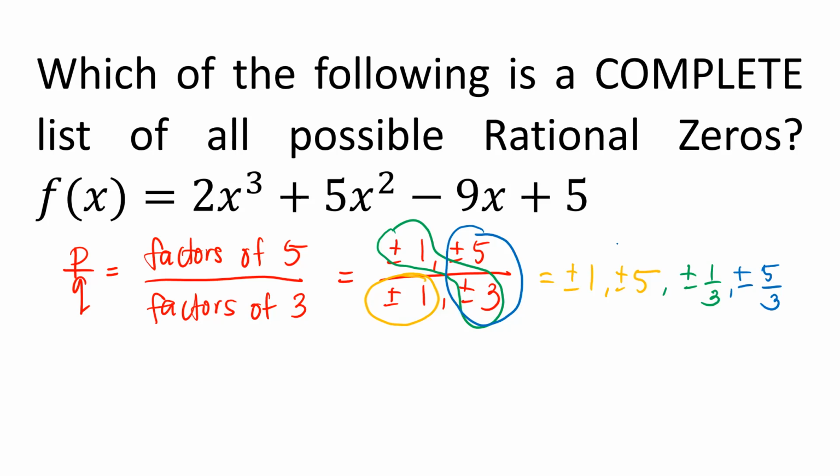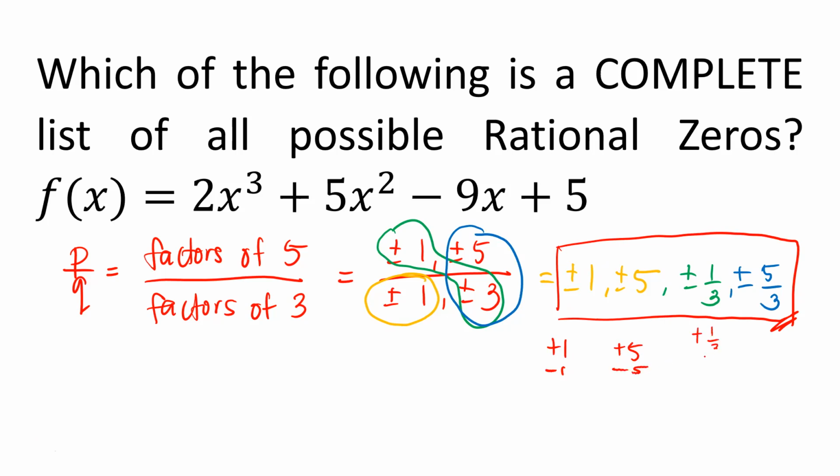Okay? Therefore, this is the complete list of all possible rational zeros. What if in our exam they ask how many possible zeros there are? Let's count. We have positive 1, negative 1, positive 5, negative 5, positive 1/3, negative 1/3, positive 5/3, and negative 5/3. So we have 8 possible rational zeros. Okay?